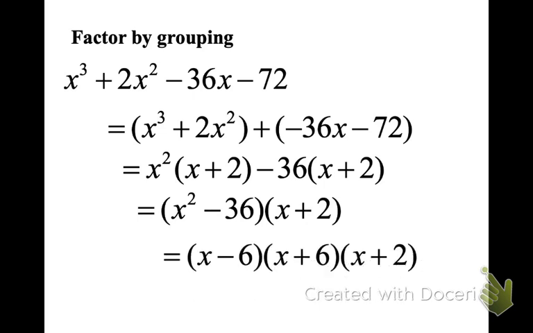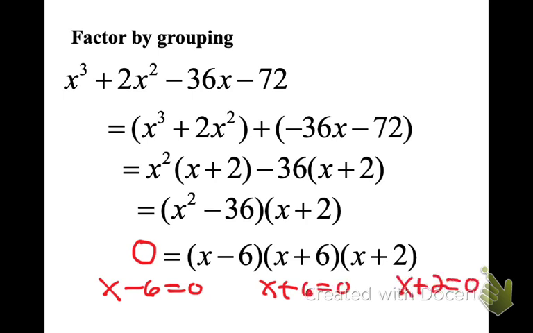And then if you were asked to solve, in this case we're not, but if you were asked to solve it, we would have the expression set to 0, and we would use our 0 product property. X minus 6 equals 0, x plus 6 equals 0, x plus 2 equals 0, and then solve it. So x would be equal to 6, negative 6, and negative 2. But we didn't have to do that on this particular question.